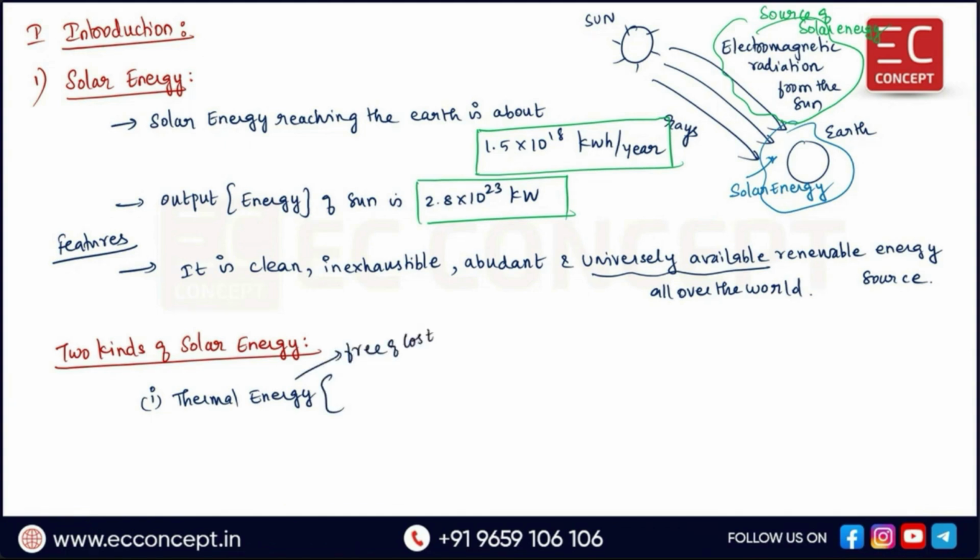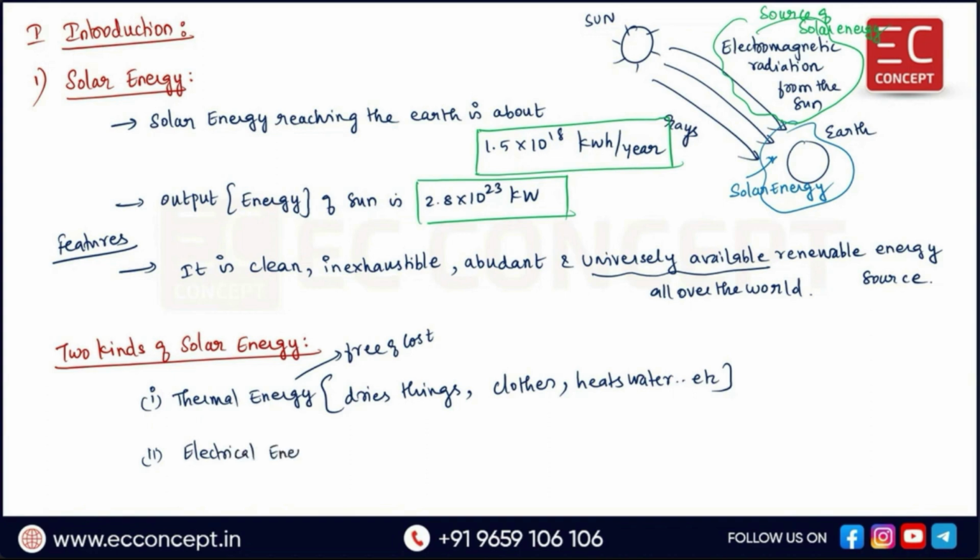So these are the two kinds of solar energy. One of the important types is thermal energy: it dries some things, such as clothes, and heats water, etc. This is thermal energy. Next is electrical energy.